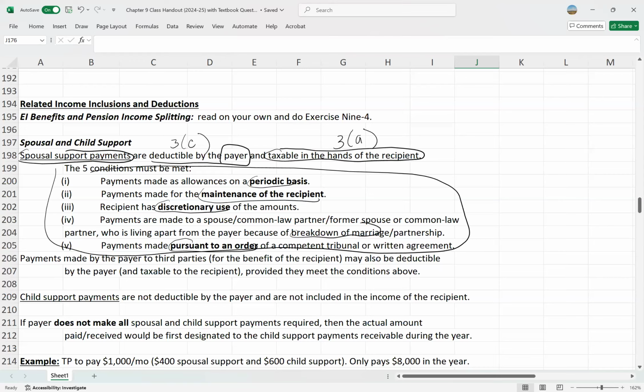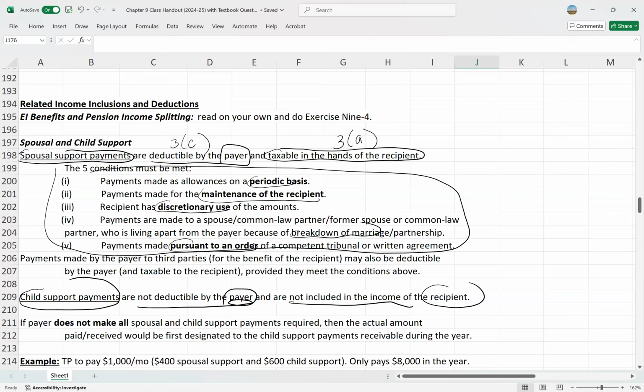Now, child support is different. Child support is not deductible by the person that's paying it, and also not included in income by the recipient. The rationale for that is, these are your kids, even if you're divorced or separated. If you're paying the child support, you would have to pay for it regardless of whether you were even married. So that's why it's not deductible. But spousal support is deductible, but it's also taxable in the hands of the recipient.